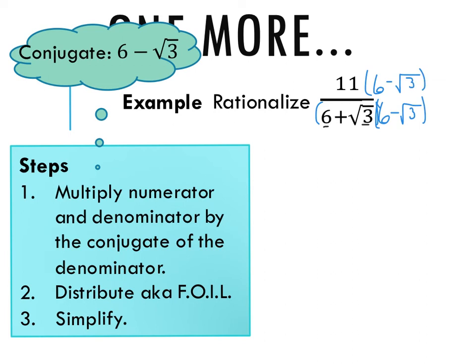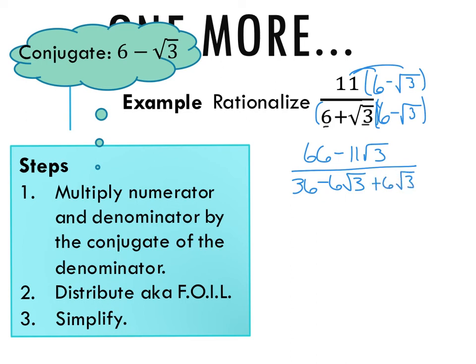And now we're going to distribute, also known as FOIL, numerator and denominator. So 66 minus 11 square root 3, and now we'll do the same thing with the denominator. 6 times 6 is 36. 6 times negative square root 3 is negative 6 square root 3. Square root 3 times 6 is positive 6 square root 3, and square root 3 times negative square root 3 is just negative 3. Numerator still remains 66 minus 11 square root 3. Denominator, the 6 square root 3's cancel out, and we have 33.